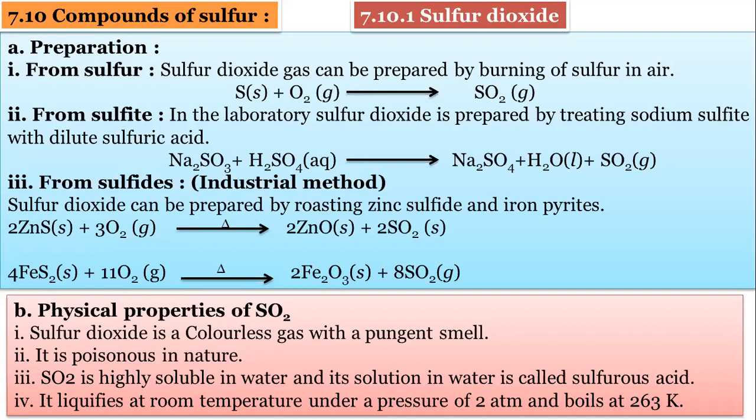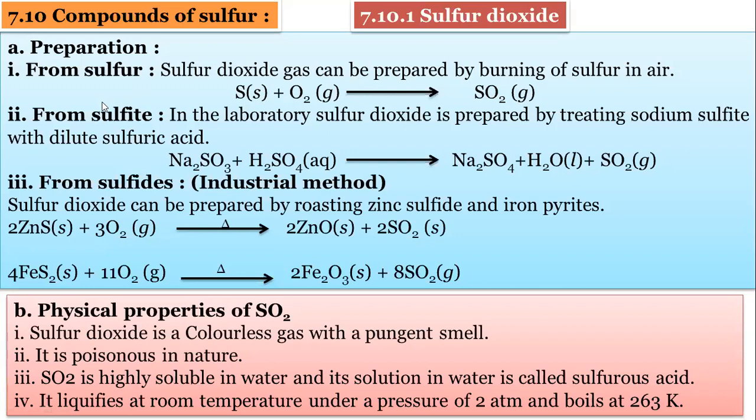The next part is compounds of sulfur. The first one is sulfur dioxide, SO2. First is the preparation of this sulfur dioxide, SO2. Sulfur dioxide is prepared from sulfur, by burning sulfur in air. Sulfur dioxide is present in the gaseous state. Sulfur is in the solid state, and when burned in air, we directly get gaseous SO2. So this is the preparation of sulfur dioxide using sulfur.